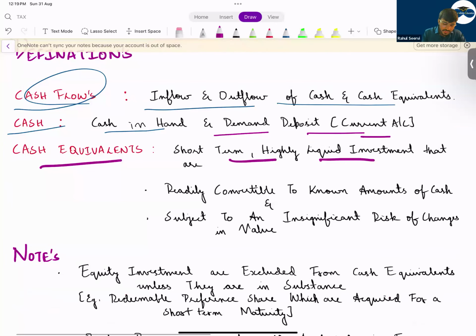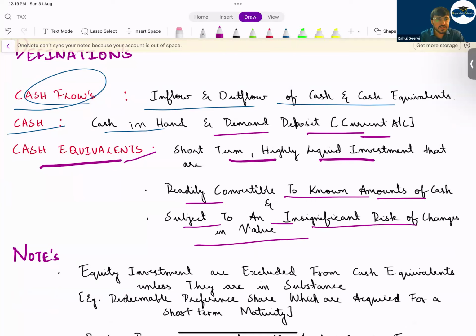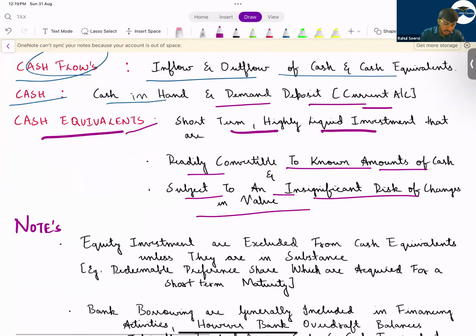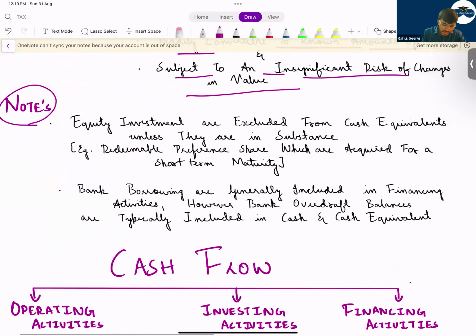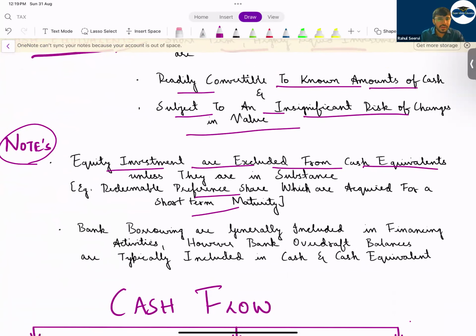When will you say the following investments are cash equivalent? If it is readily convertible to a known amount of cash, you know what is the amount you'll be getting back, and subjected to an insignificant risk of change in value. The value will not fluctuate much. Note, equity investments are excluded from cash equivalent unless they meet the definition of cash equivalent. 99.99% it is difficult to meet the criteria of cash equivalent.